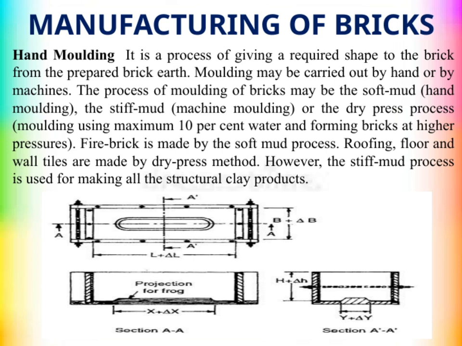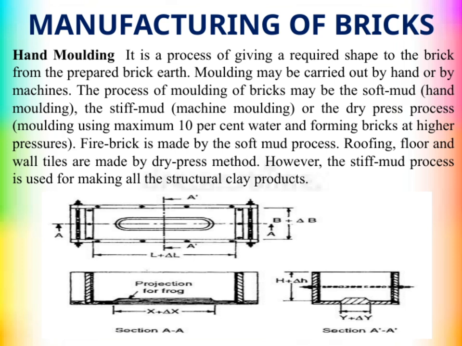The soft mud process, also known as hand molding, is typically used for fire bricks. On the other hand, the stiff mud process, which uses less water, around 10%, and involves higher pressure, is mainly used for structural clay products. Then there's the dry press process, where the clay contains very little water, and bricks are formed at even higher pressures. This method is commonly used for roofing, floor, and wall tiles.